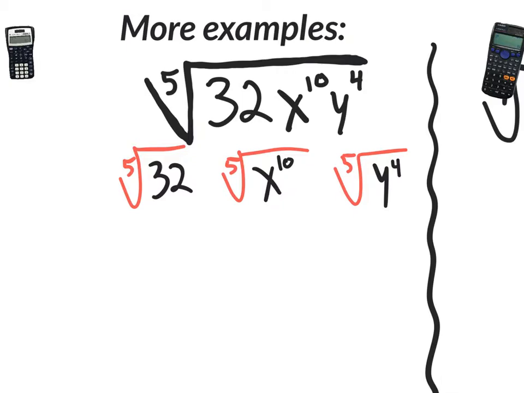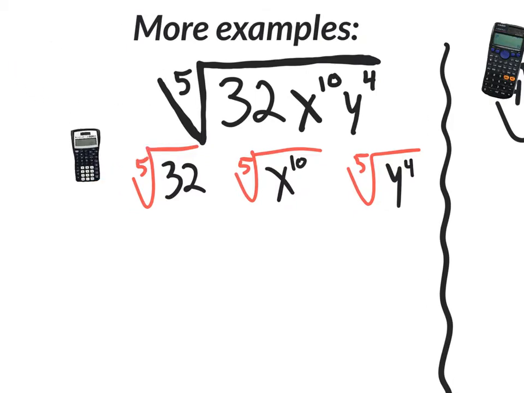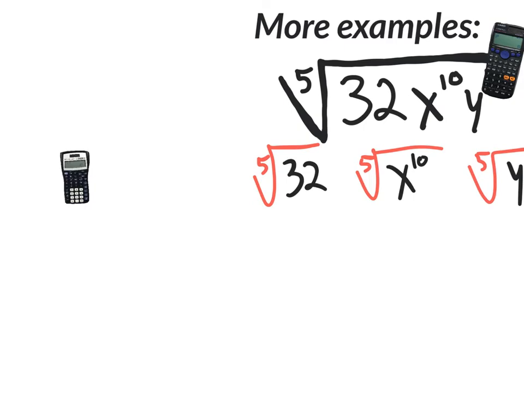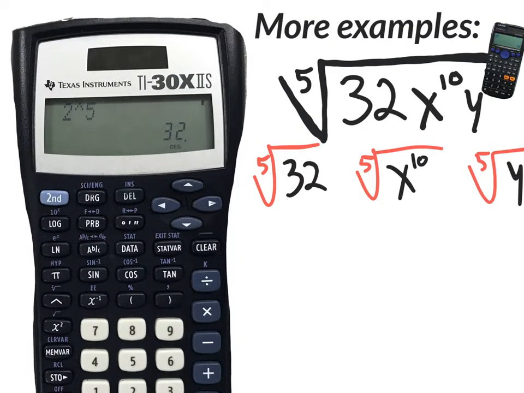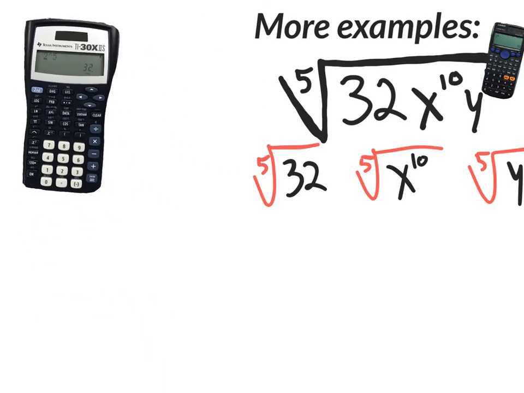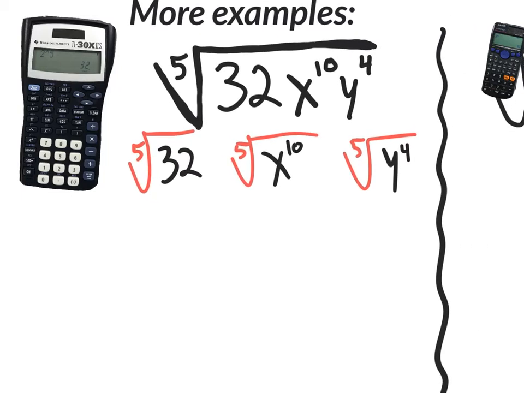So you could easily get a calculator and just start typing in 2 to what? 2 and use the caret button right here. So 2 to the fifth, that gives you 32. So because of that fact, we know that the fifth root of 32 is what? 2. So you really have a nice 2, no more radical.